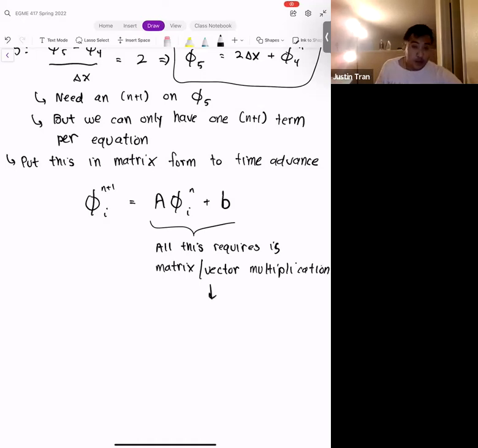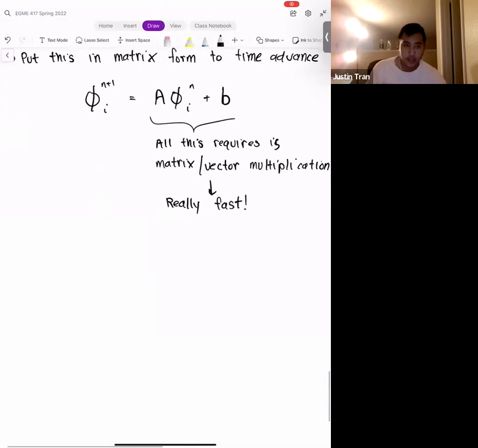And the thing about matrix vector multiplication is that it's really, really fast, at least compared to solving a linear system of equations. And so this occurs very, very quickly. And so with that in mind, let's go ahead and form our matrix form.